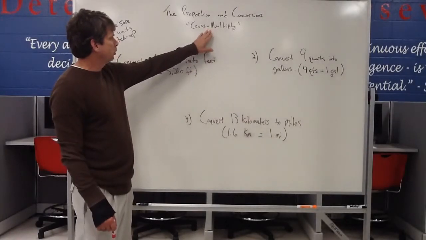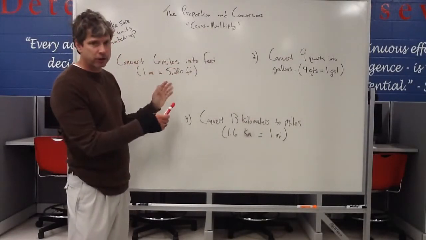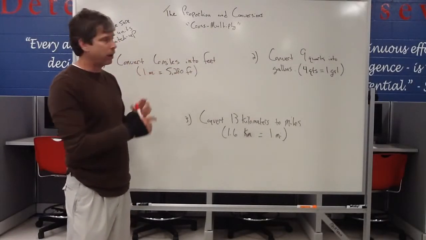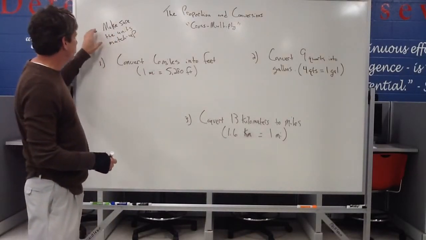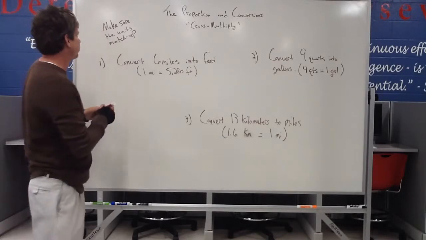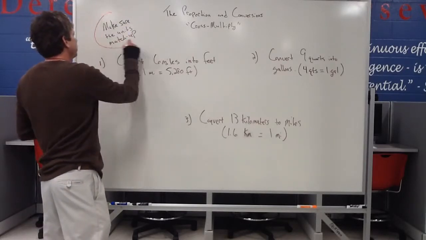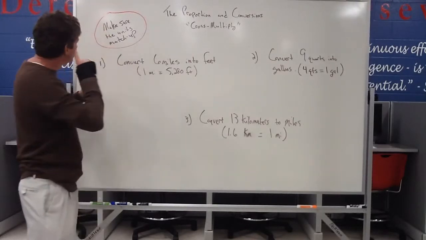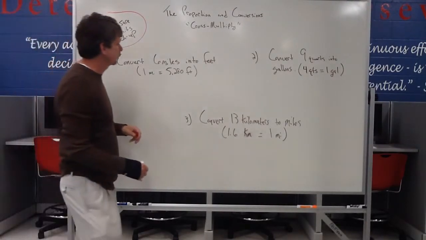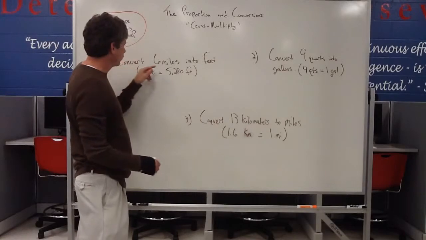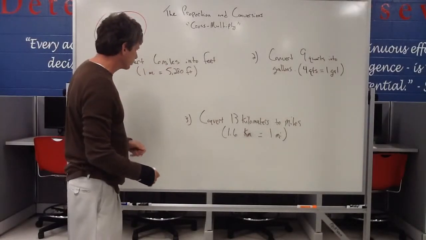Again, proportion is this concept of a fraction equal to a fraction, and we're going to be cross-multiplying. One of the catches to conversions is to make sure your units match up. So this is really, really important to us. Make sure your units match up. Okay? So what we'll do is convert 6 miles into feet.